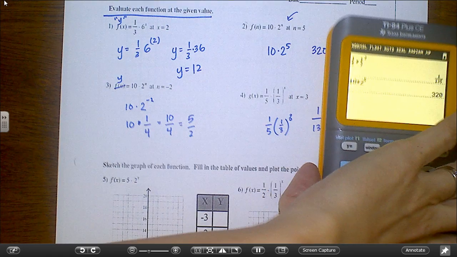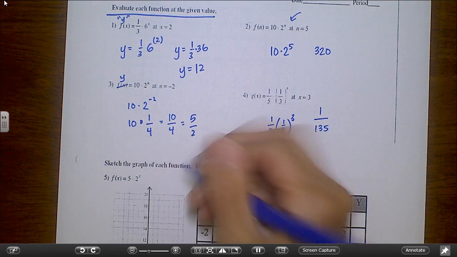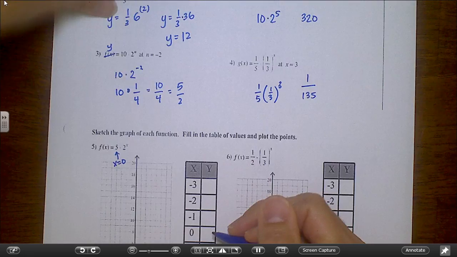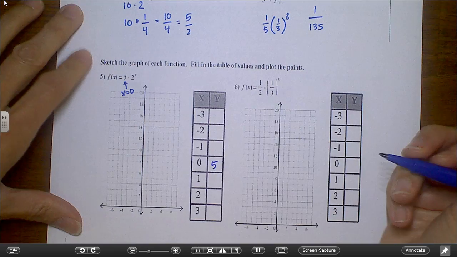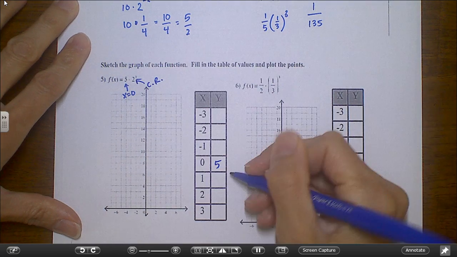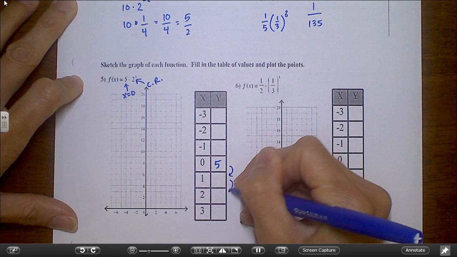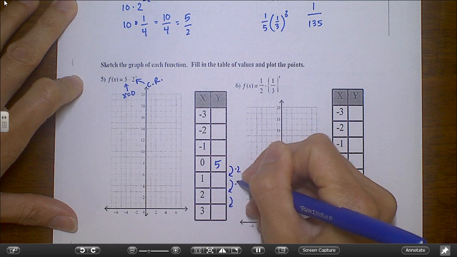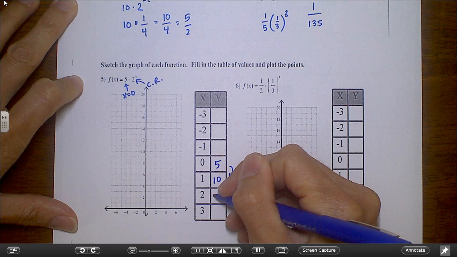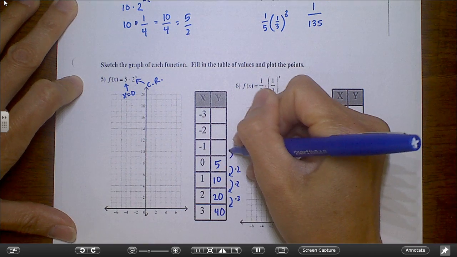All right. And then these are graphing. So you have 5 times 2 to the x. Okay. So remember, that's your starting point. So where x equals 0, y equals 5. So you can put that right in. And then this is my common ratio, is 2. So everything higher than 0, so 1, 2, 3, I'm going to multiply by 2. So 5 times 2 is 10. 10 times 2, 20. 20 times 2 is 40. Here I'm going to divide by 2.